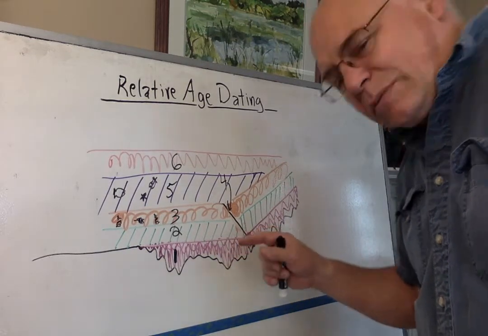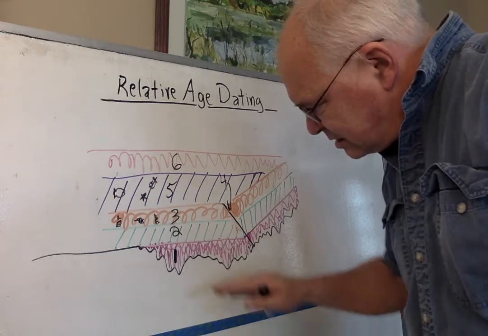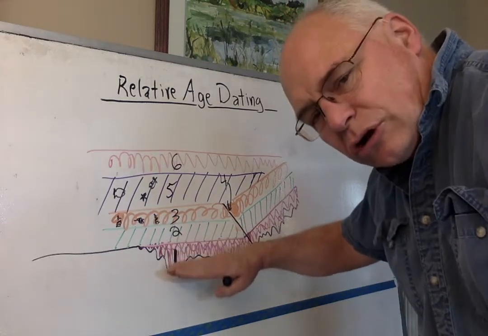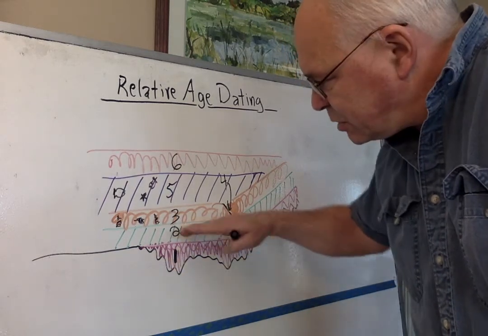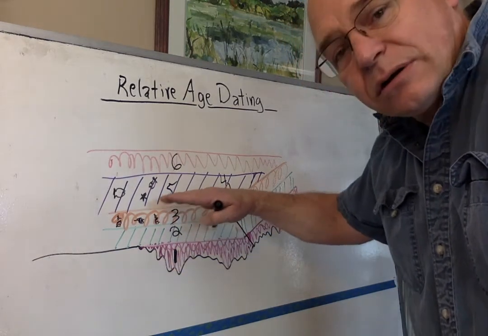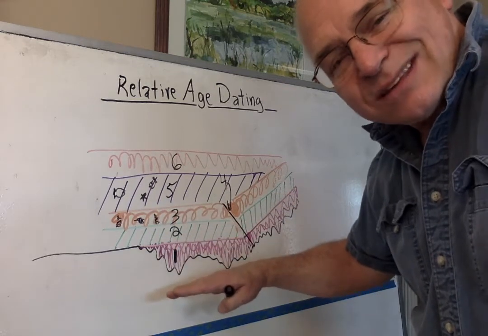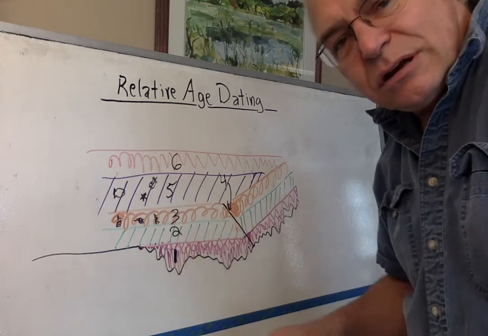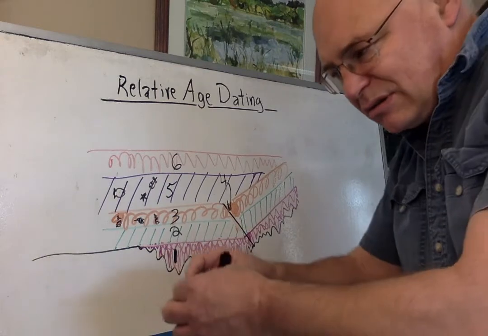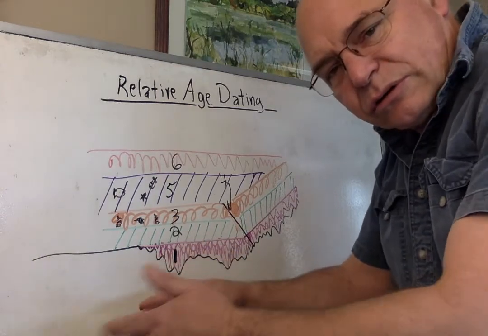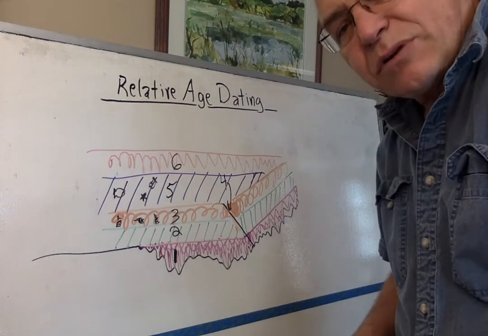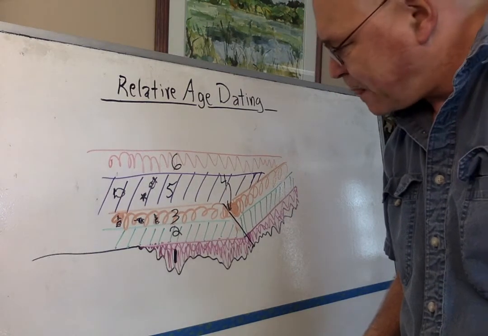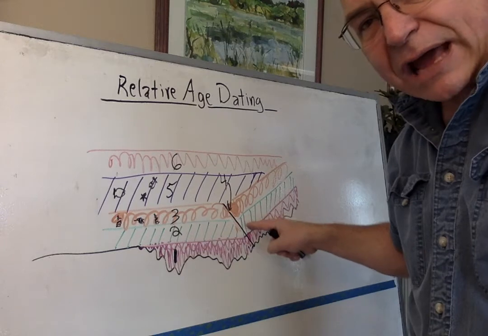Then we use the principle of superposition to say that the things at the lower end had to be older. The things put on top had to be younger than the things below them. This is the principle of superposition. So when you look at a canyon wall, the stuff at the bottom is older, those layers at the bottom, the layers at the top are younger. The principle of superposition.